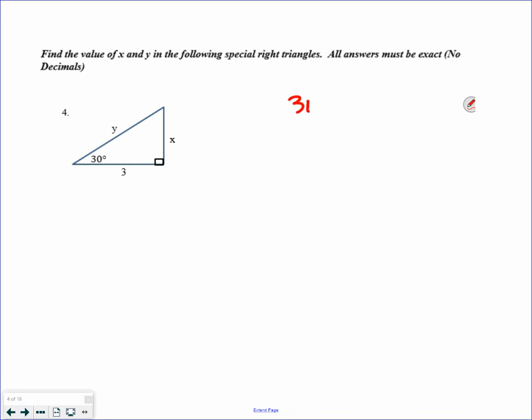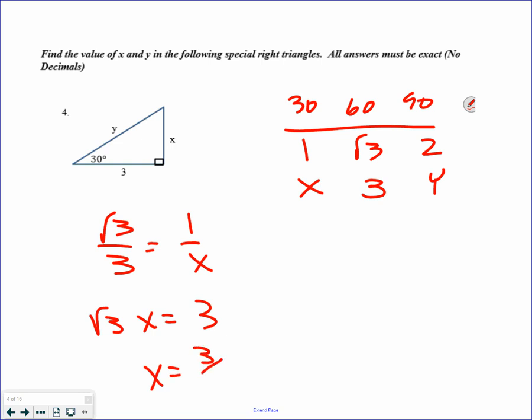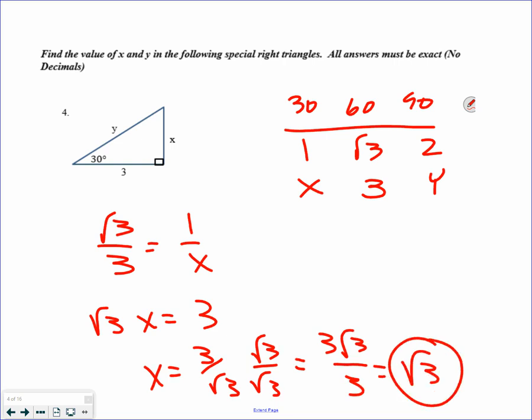Now we got a 30, 60, 90 triangle, so a new ratio that we have to memorize. Opposite of 30 is x, opposite of 60 is 3 in this question, and the hypotenuse is y. Square root of 3 over 3 equals 1 over x. Cross multiply and divide. So now I got to rationalize. So I get 3 square roots of 3 over 3, which actually ends up being just the square root of 3.